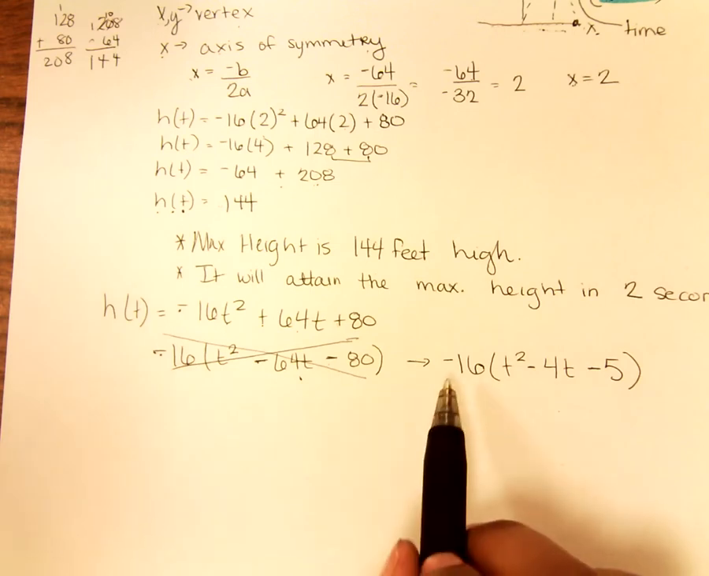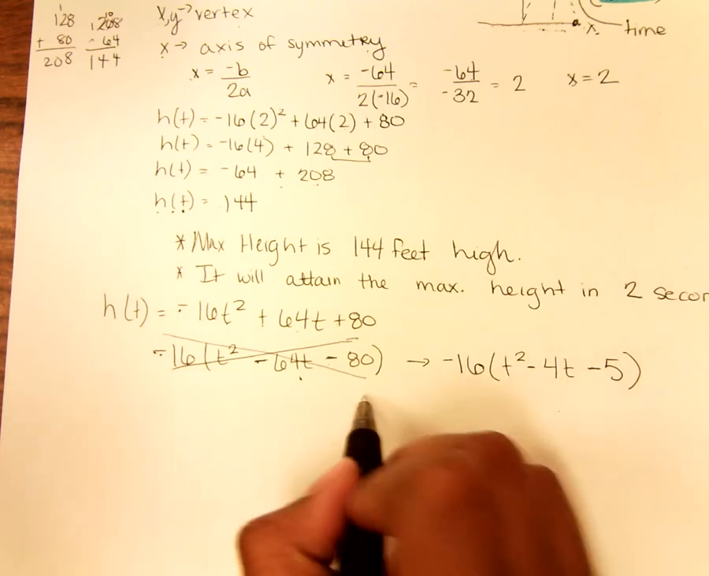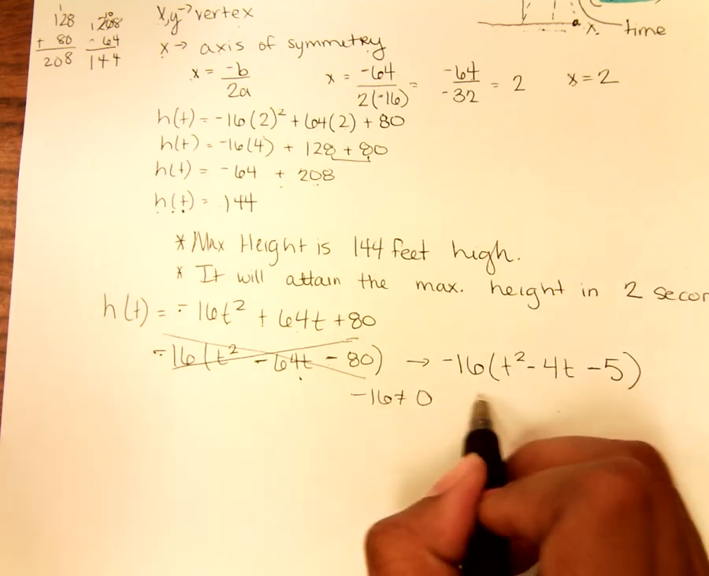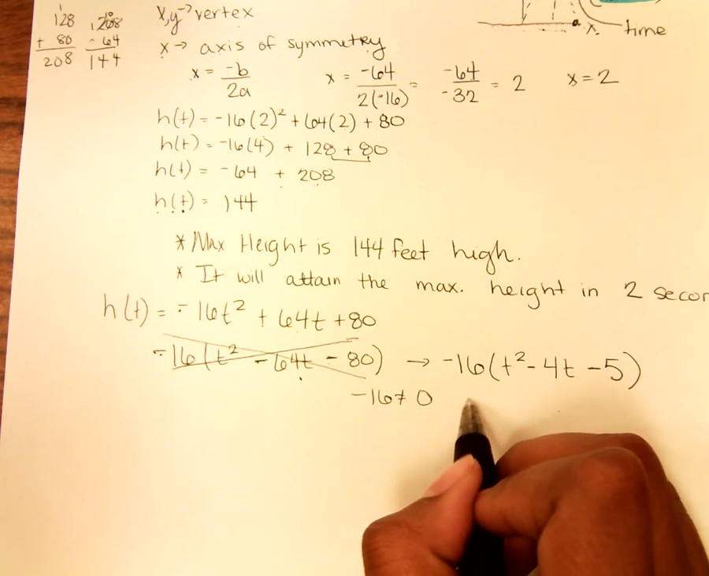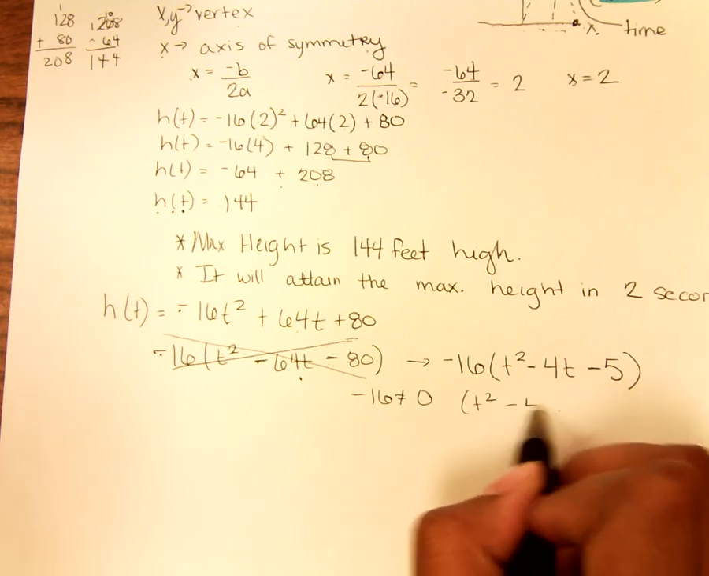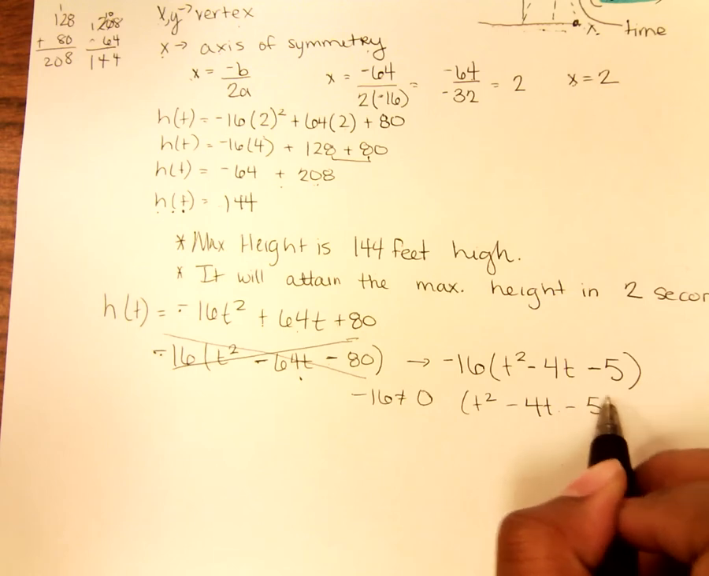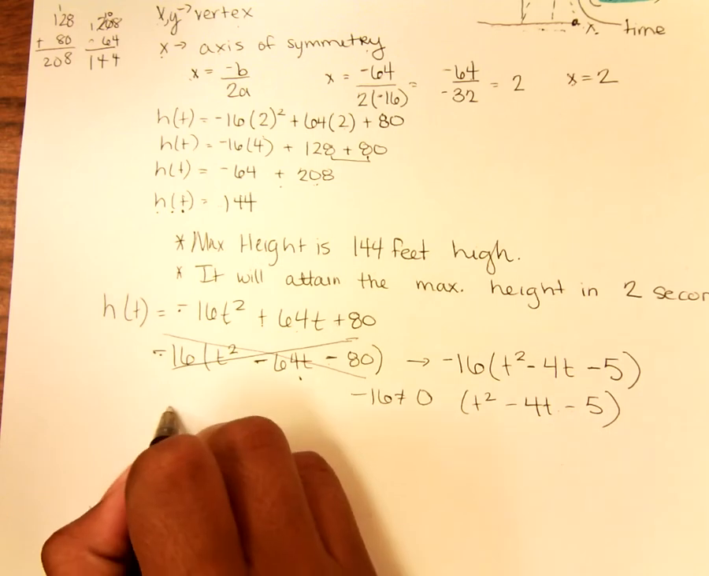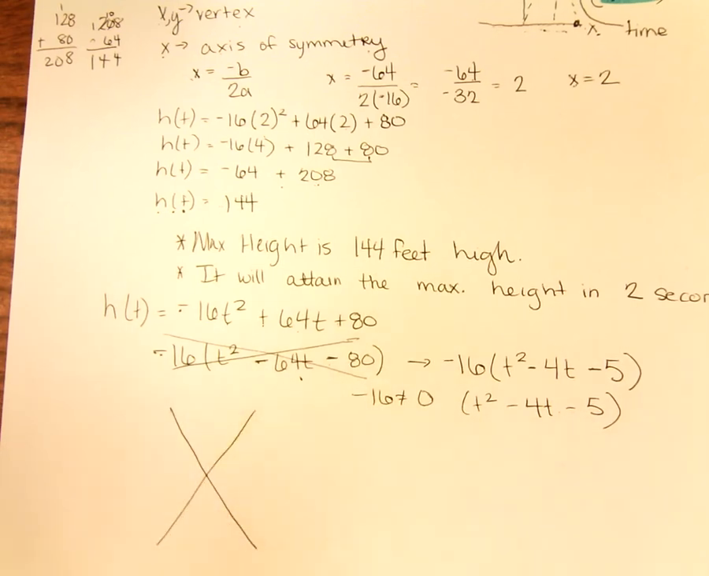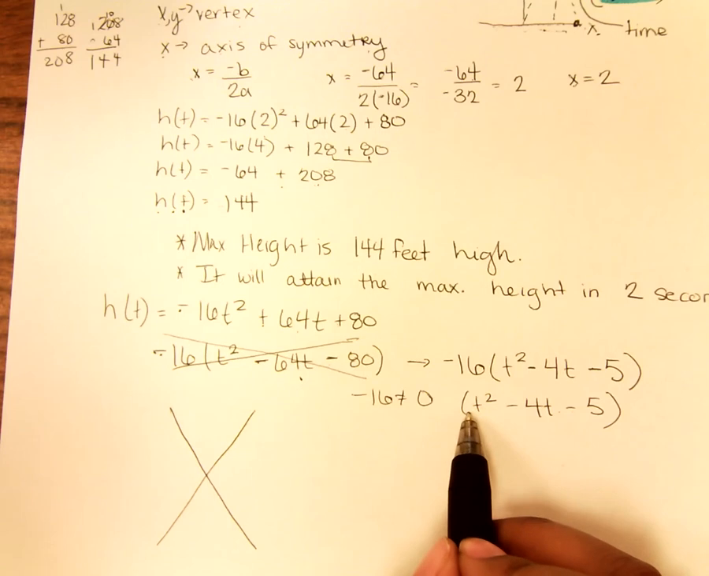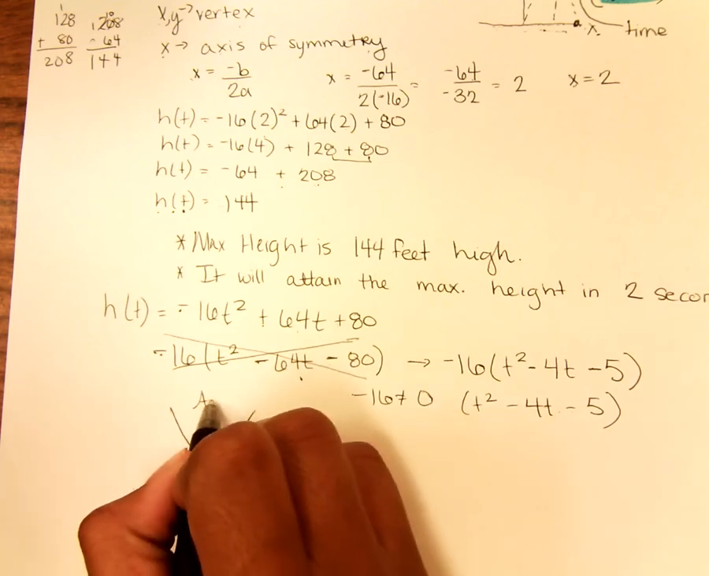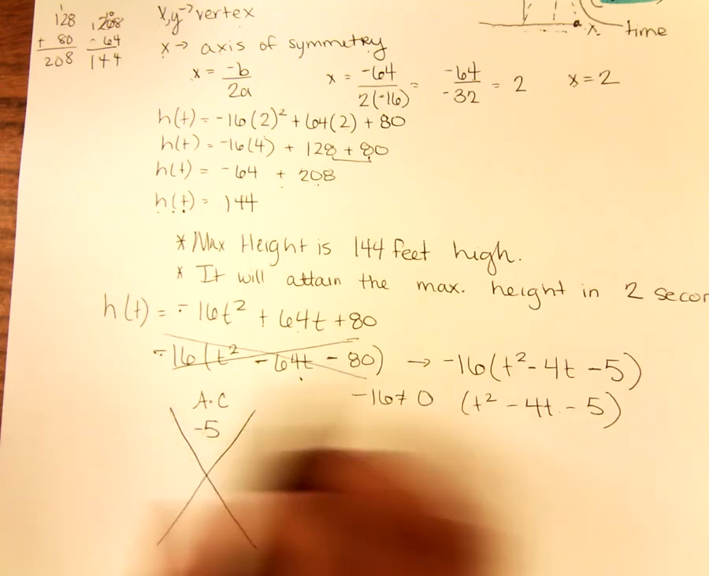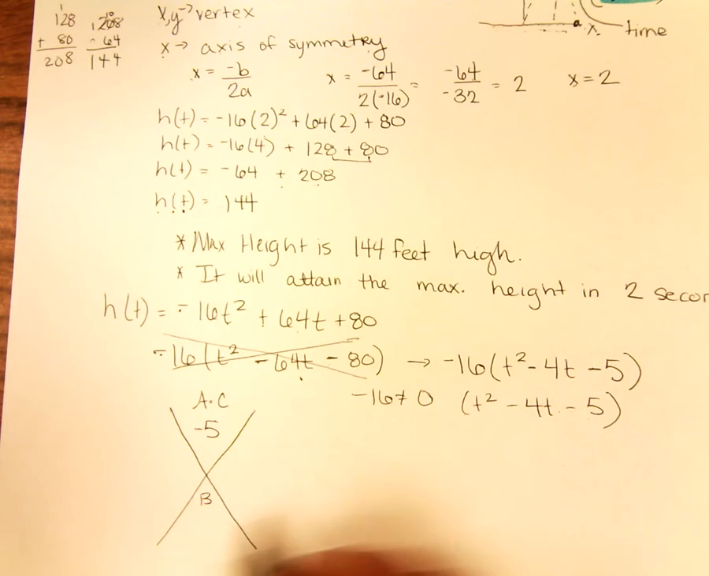Okay? So now what we're going to do is factor this out. You set negative 16 equal to 0, and that can't happen, because that's not true. So then I have t squared minus 4t minus 5. Okay? So this is where we start to play the X games. What you want is A times C. So that's 1 times negative 5, which is negative 5. And then whatever your B is, negative 4.